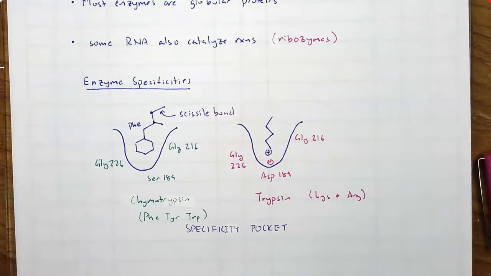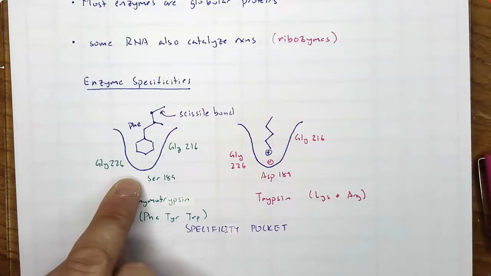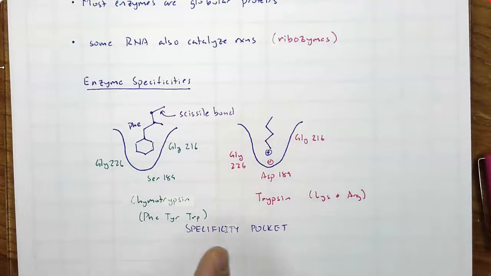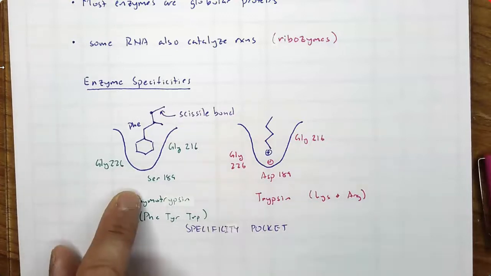When you think of the active site, sure, you think of the place where the reaction happens, but also you want to think of the active site as being specific for certain amino acid residues when they're doing, in this case, a cleavage reaction.